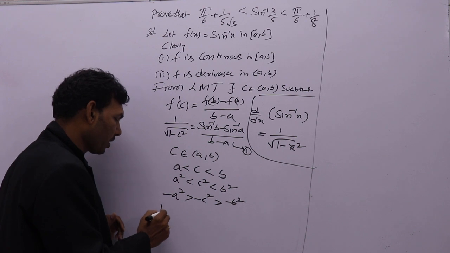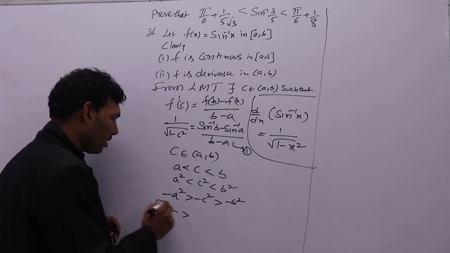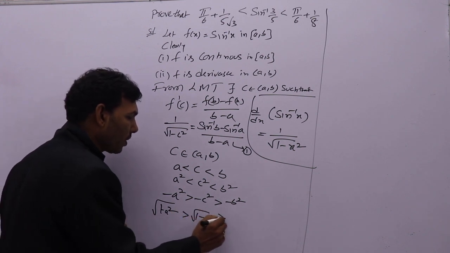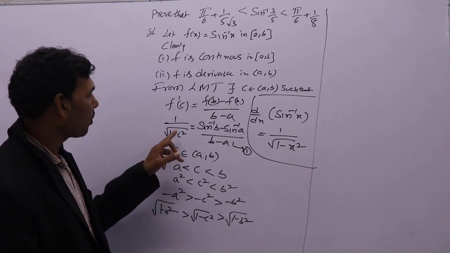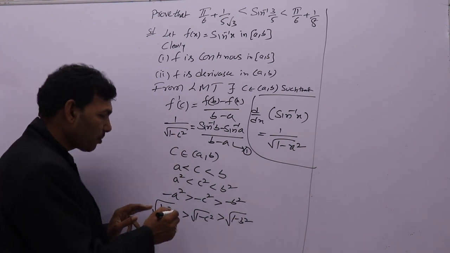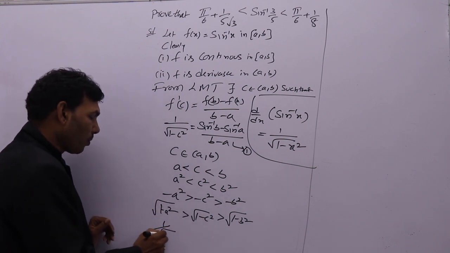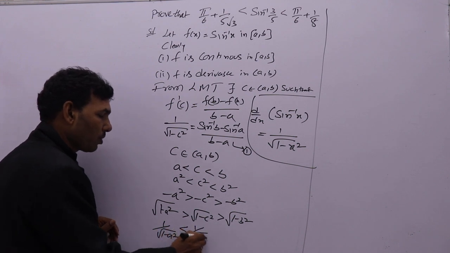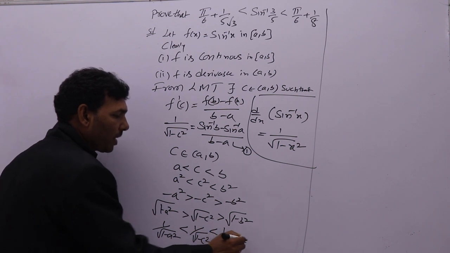That means I am doing this: 1 minus a square greater than, and also taking the root, root 1 minus c square greater than root 1 minus b square. Now I am taking the reciprocal. If you take the reciprocal, greater than becomes less than. That is 1 by root 1 minus a square less than 1 by root 1 minus c square less than 1 by root 1 minus b square.